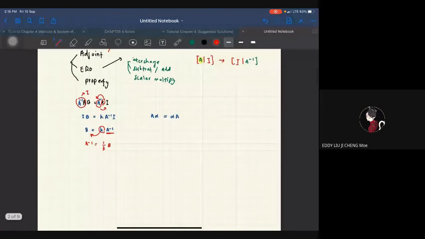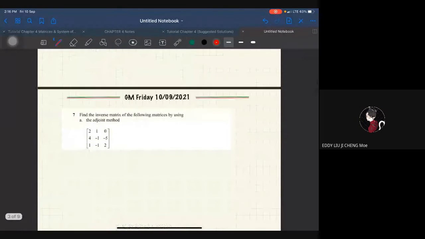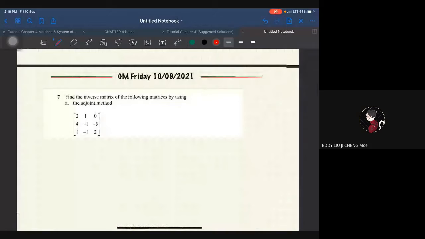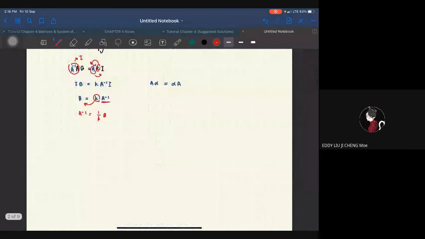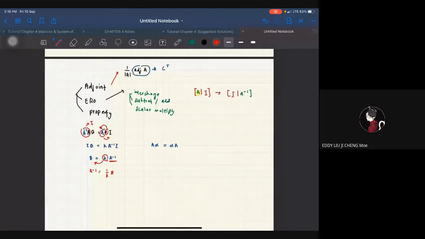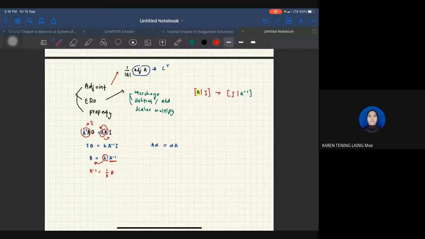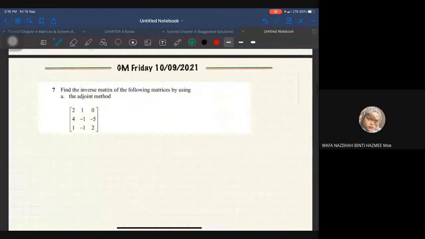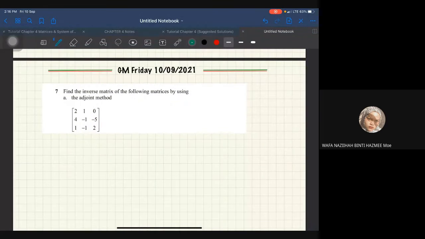Okay, so kita pergi, kejap yang atas ni ada apa-apa soalan tak before saya bincang soalan tutorial? Ada tak ada? Tiada, okay. Alright, so jom kita sambung. Okay, so soalan nombor 7, dia cakap find the inverse matrix of the following matrices by using the adjoint method. Okay, so for the first part, the A part over here, dia suruh kita cari inverse matrix guna adjoint method.